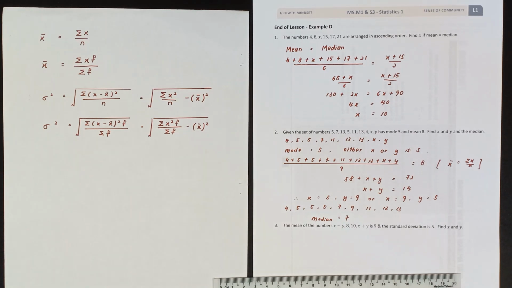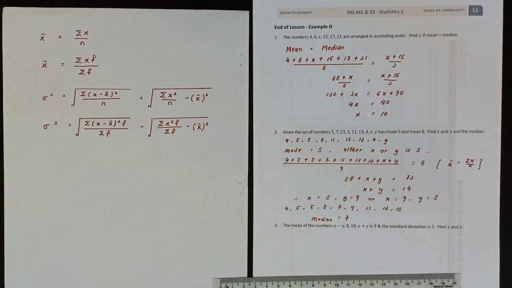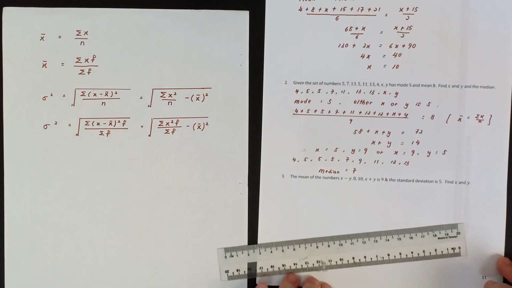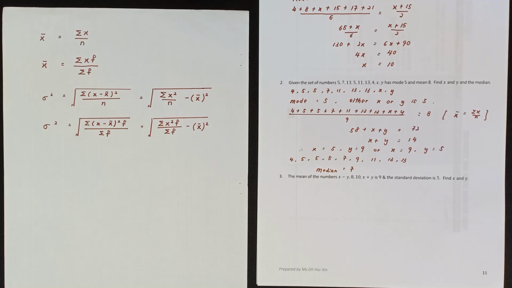Okay, so let's move on to number 3. The mean of the numbers x minus y, 8, 10, x plus y is 9. The standard deviation is 5. And then find out the x and the y.